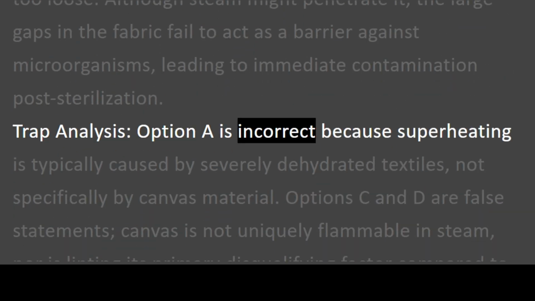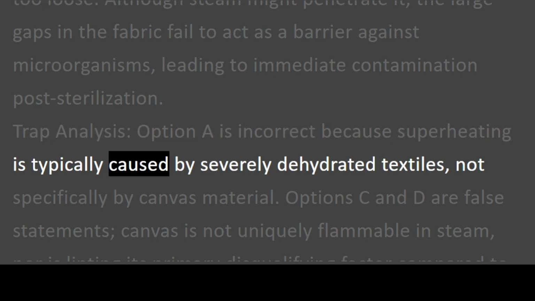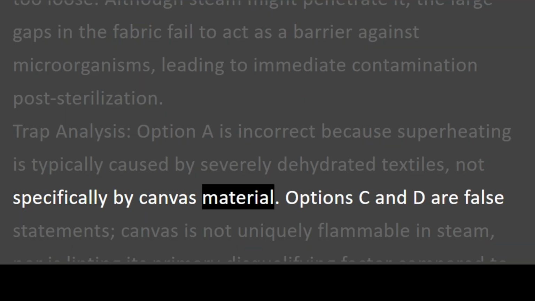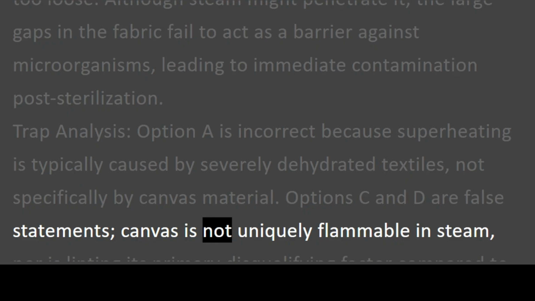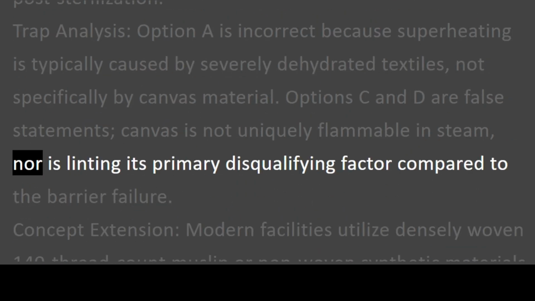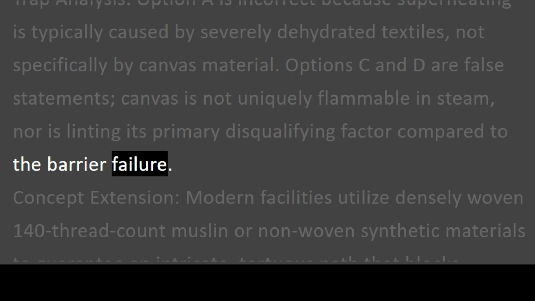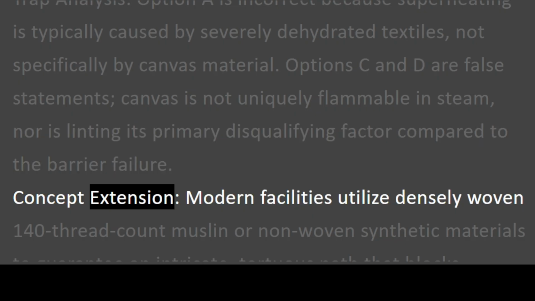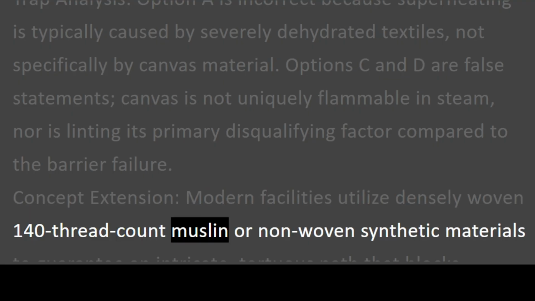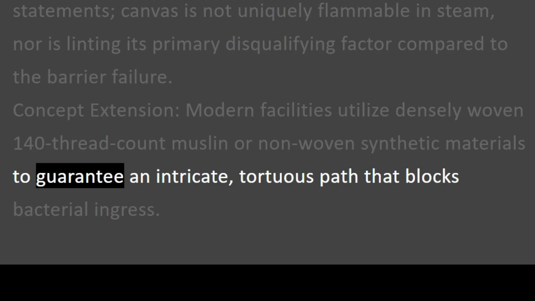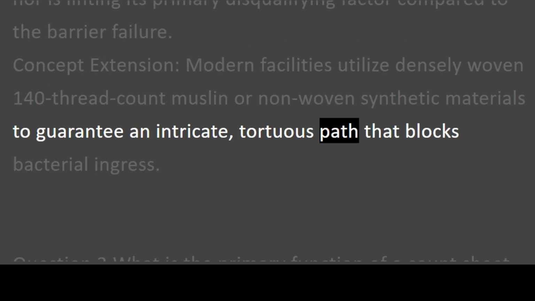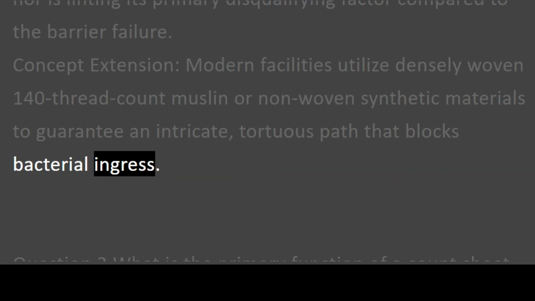Option A is incorrect because superheating is typically caused by severely dehydrated textiles, not specifically by canvas material. Options C and D are false statements. Canvas is not uniquely flammable in steam, nor is linting its primary disqualifying factor compared to the barrier failure. Concept extension. Modern facilities utilize densely woven 140 thread count muslin or non-woven synthetic materials to guarantee an intricate, tortuous path that blocks bacterial ingress.